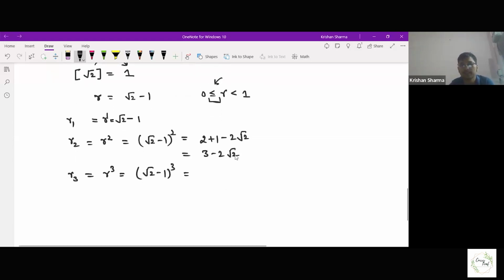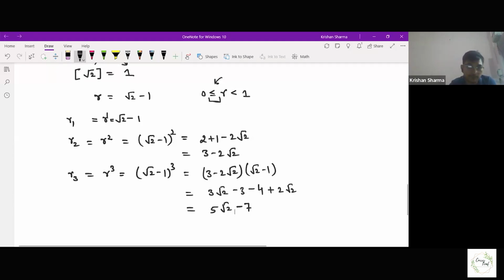And there is also another way: take 3 minus 2 root 2, which is the square of this number, and multiply it by square root of 2 minus 1. Well, that will give us 3 root 2 minus 3 minus 4 plus 2 root 2, since root 2 into root 2 gives us 2, and that is 5 root 2 minus 7.